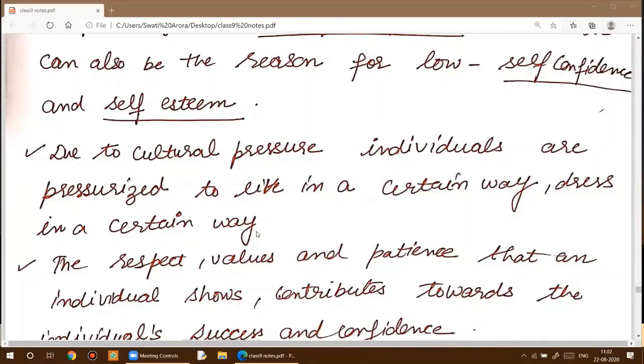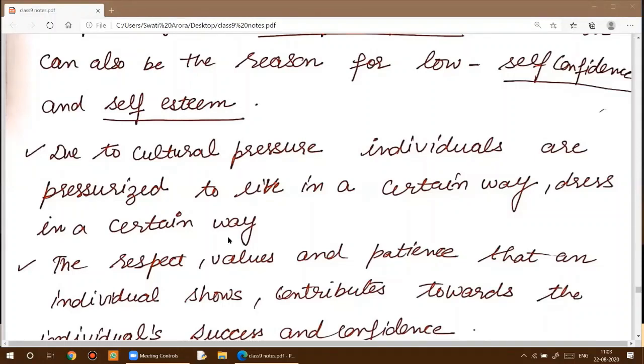Like wearing a sari is compulsory in a few cultures, but some ladies are not comfortable wearing saris. So if they are not accepting their culture, they are not respecting their culture, then the individual will not be respected by the society because he is rejecting the culture, so the society will not accept him.